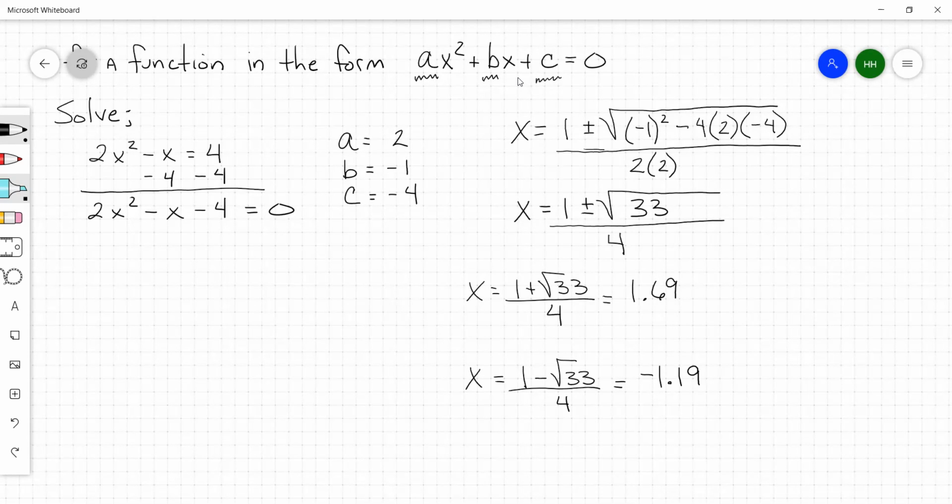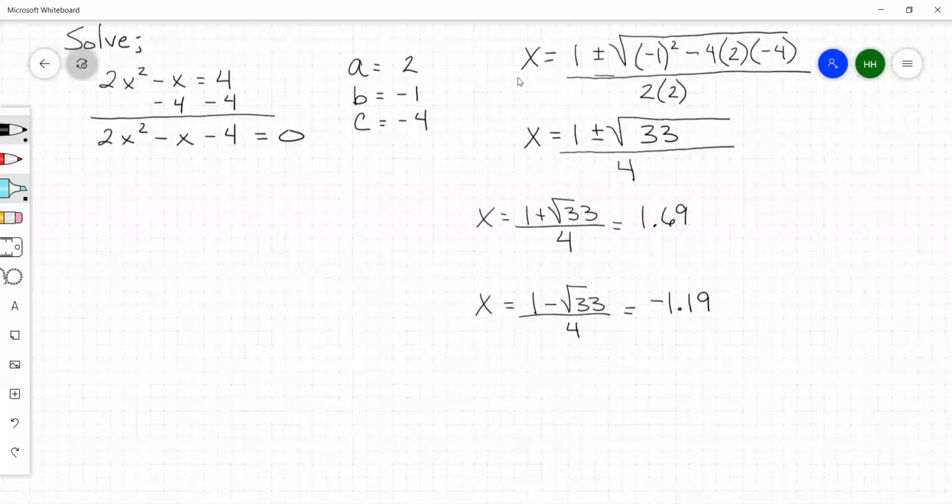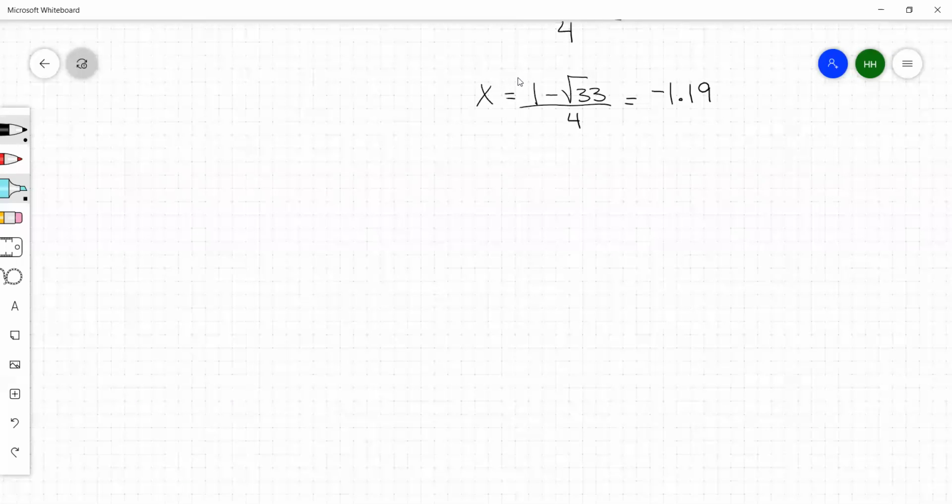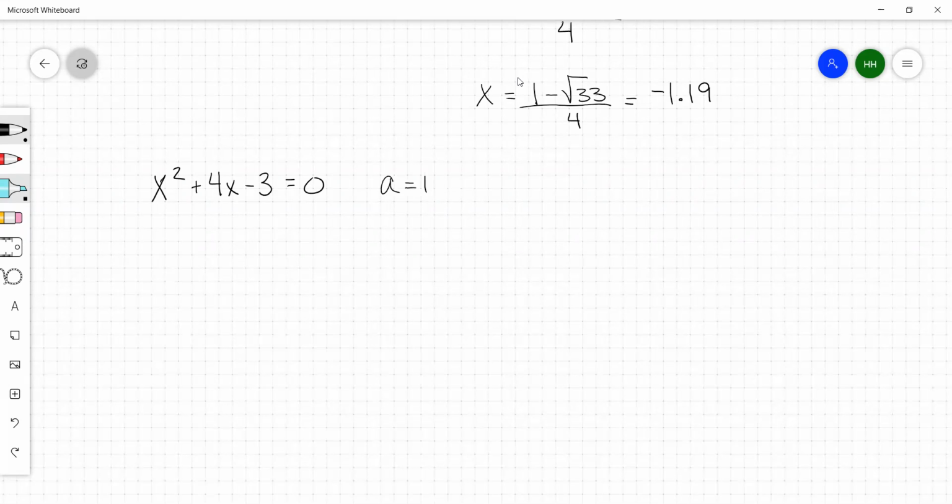All right, so let's do one more of these, and then we're going to move on. We're going to solve, let's see, what do we got? X squared plus 4x minus 3 equal to 0. So now this problem, it's already in standard form, so you've got no manipulation to do. You can just list your A, B, and C. So the A is equal to 1, B is equal to 4, your C is equal to negative 3.